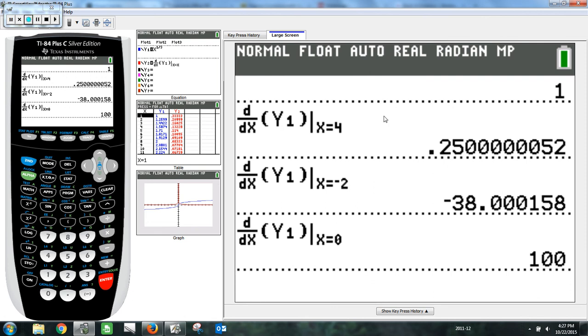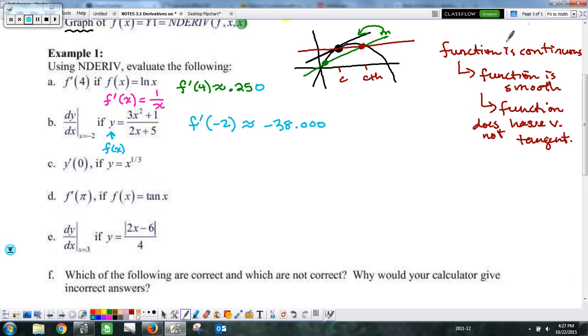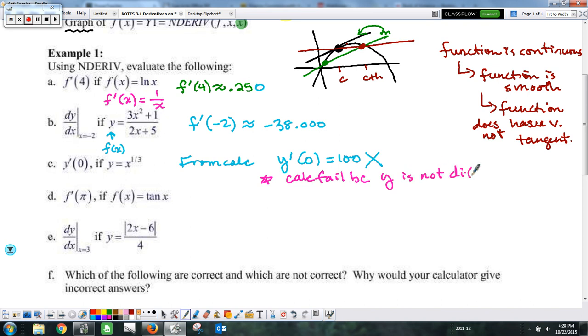And this is what you have to be careful of on the calculator. From the calculator, y prime of 0 equals 100. But this is incorrect. Because it's using the symmetric difference quotient, the calculator is going to fail, because the function y is not differentiable at x equal to 0, as it has a vertical tangent line.